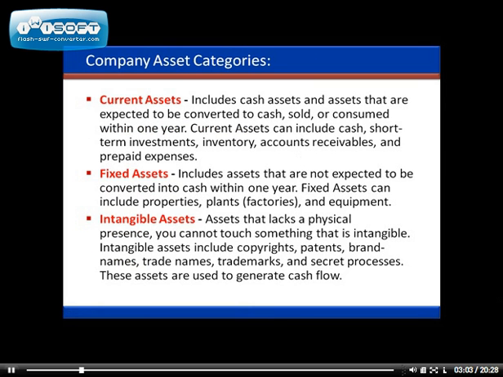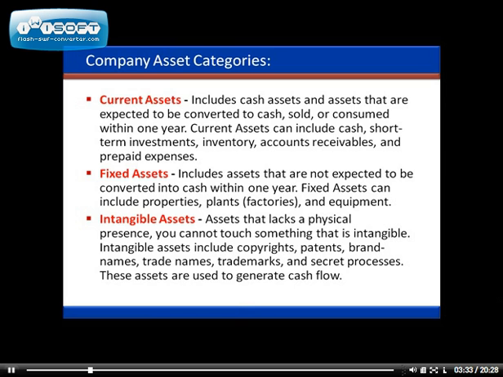Company asset categories. They can be divided into three categories. The three categories are current assets, fixed assets, and intangible assets. Current assets include cash or any asset that can be converted to cash within 1 year. And of course, current assets can include cash, short-term investments, inventory, accounts receivable, and prepaid expenses.